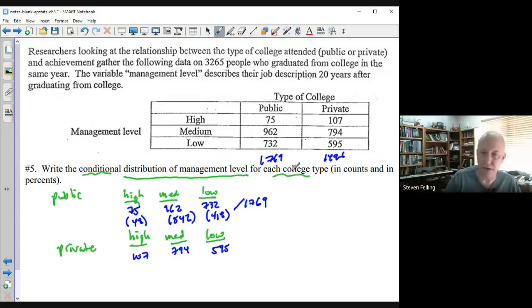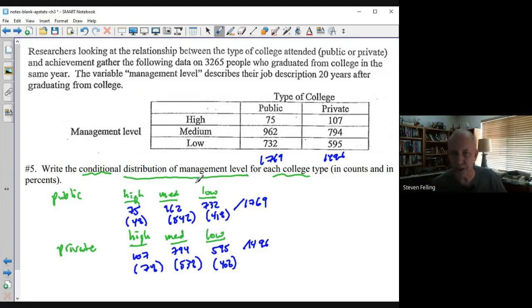And then for the private, that added up to 1496. And so if I took 107 out of 1496, that's 7%. 794 out of that is 53%. And then 595 out of 1496 is 40%. So this whole table here labeled like this is the answer to question 5. Okay?